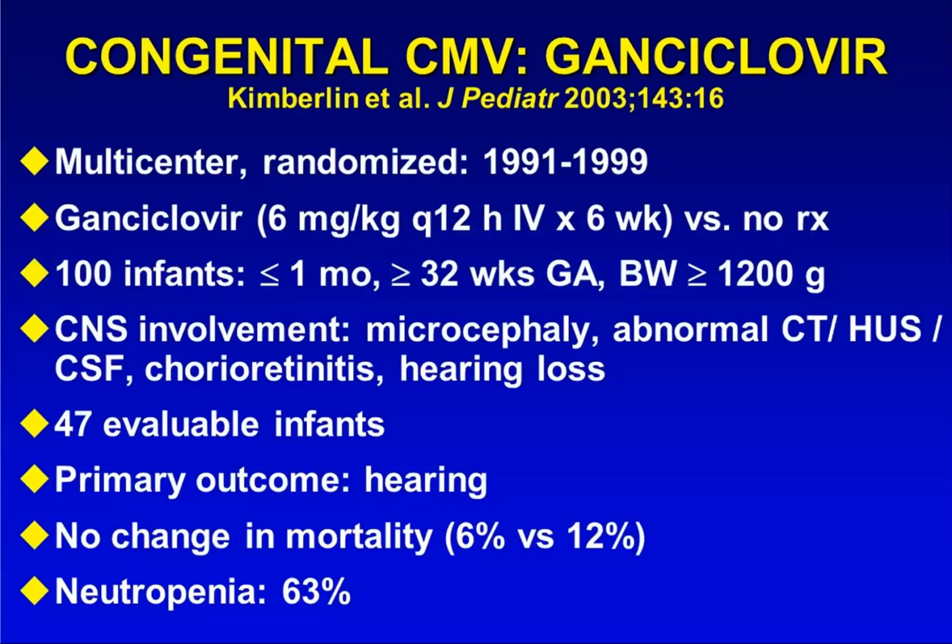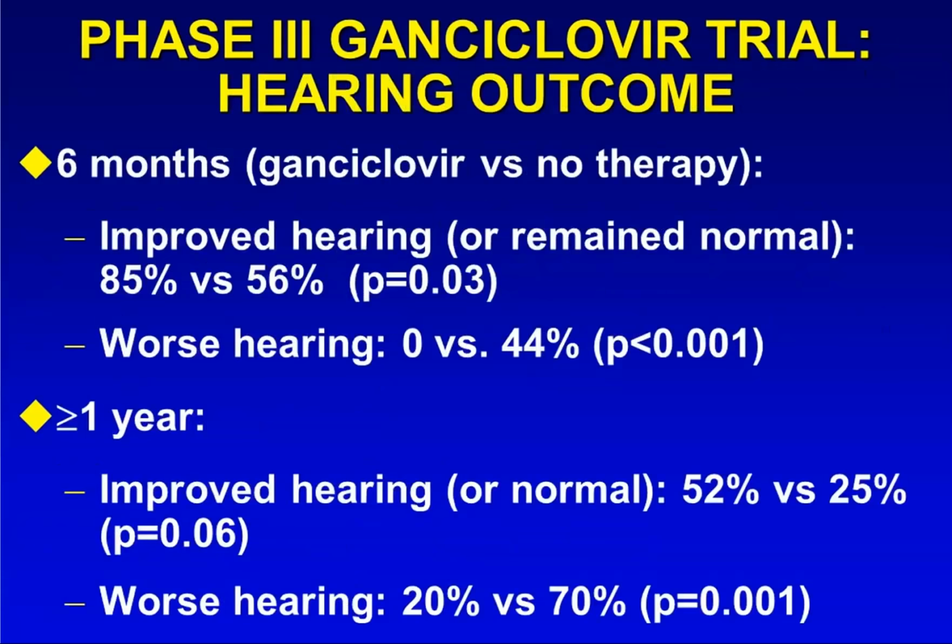Babies who have symptomatic congenital CMV, it's been shown that by treatment we can improve hearing outcomes. And in this first study that was published in the Journal of Pediatrics, babies with central nervous system involvement secondary to CMV were randomized to get ganciclovir IV for 6 weeks or no treatment. And what was shown in this study was that the babies who got the ganciclovir for 6 weeks intravenously, compared to no therapy, had improved hearing or remained normal in 85% of the babies at 6 months versus only 56% in the ones who did not get treated.